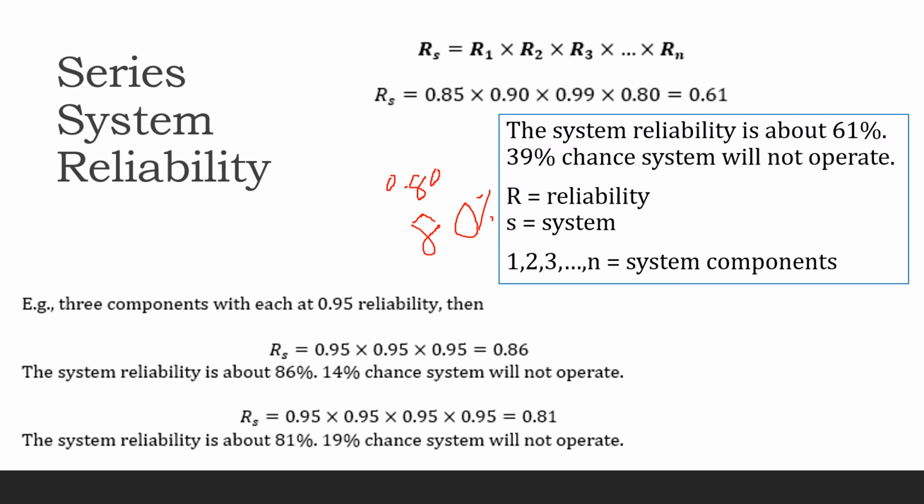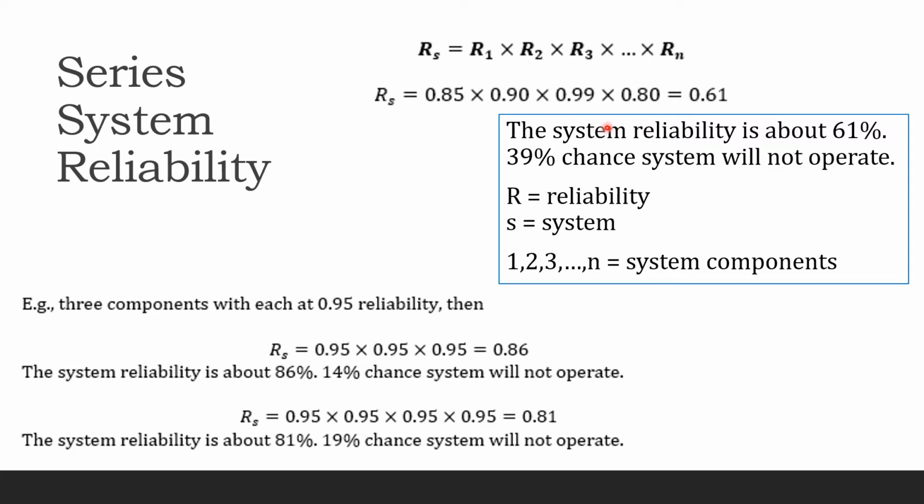Okay, so here I have R1 is 85% and R2 is 90%. When you write it in decimal, that's 0.90, and 99% for R3, and so on, all the way to the last one. Say R4 is 80%. So when you multiply all of this, you get 0.61. Okay, that's the system reliability: 61% system reliability if you arrange your components in series.